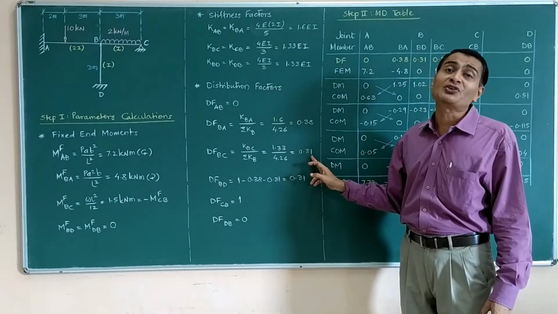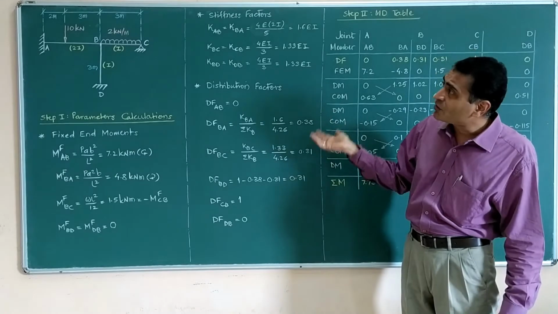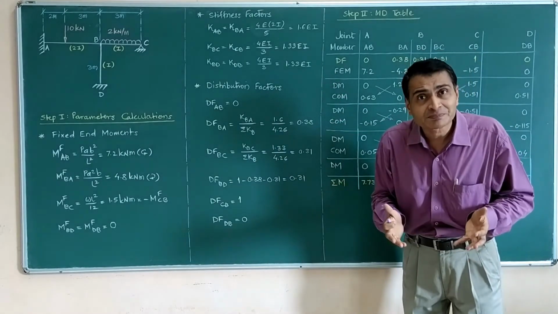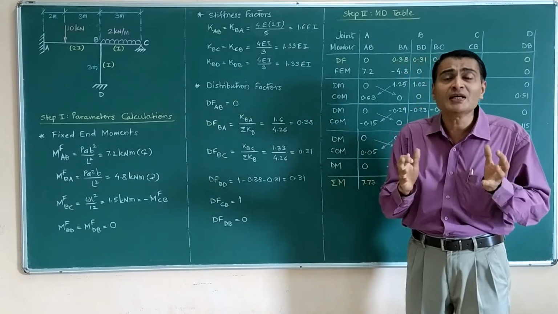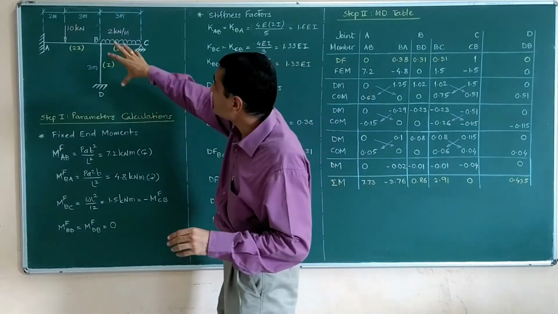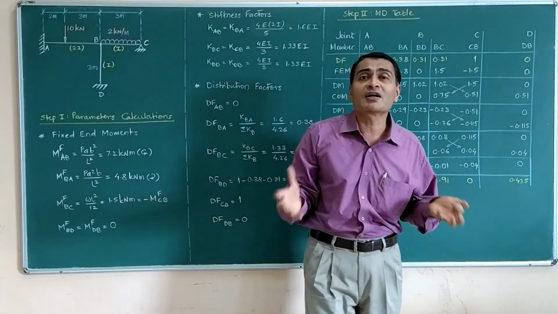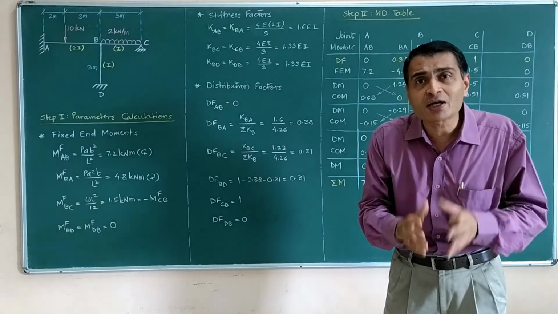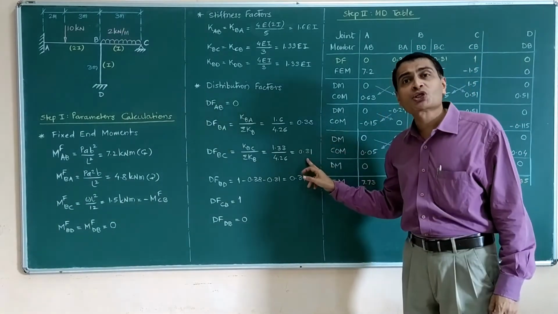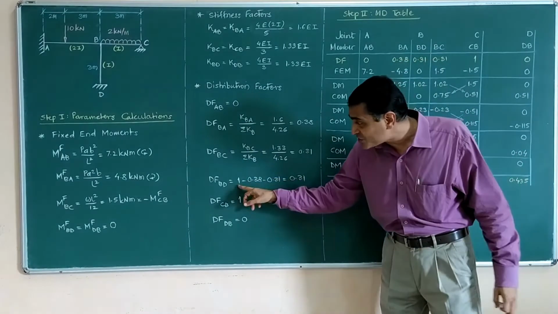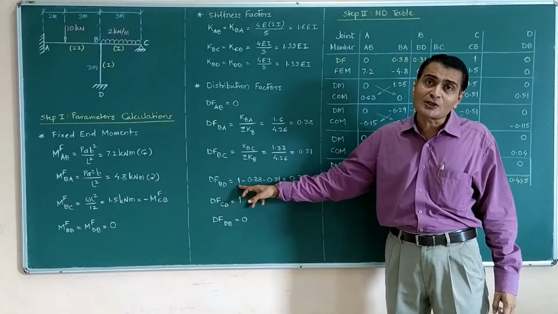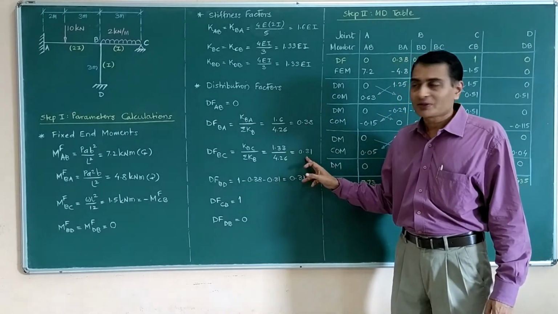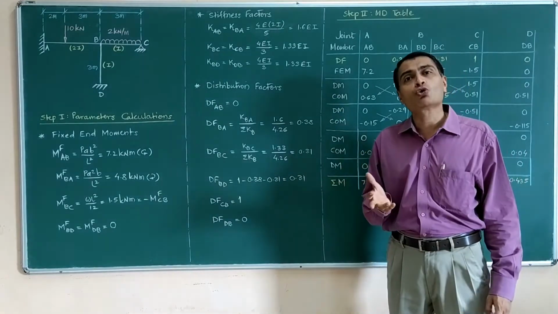I am getting 0.31. And then I go for calculation of distribution factor of BD. Now we are aware that total distribution at any joint has to be 100% or 1. So if there are only 3 members meeting at a joint and 2 of the distribution factors are known to me, the last one I can easily calculate as 1 minus this minus this. That is, this summation should be equal to 1.